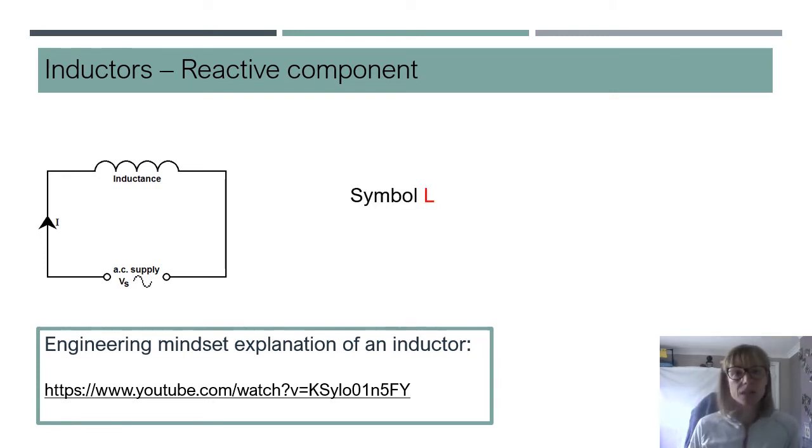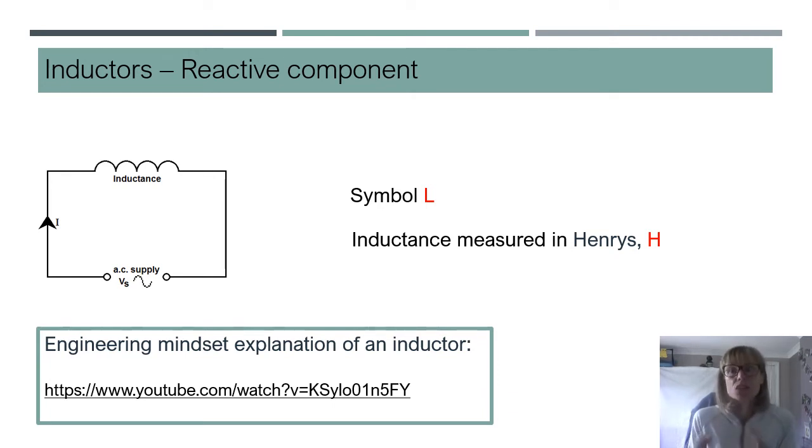Okay, so our inductors are denoted by this symbol L in our equations, and the inductance is measured in henries. Inductance is just a measure of how good that inductor is at inducing an EMF, at having an EMF induced in it, and that is measured in henries. So the bigger the henries, the better it is at being induced with an EMF.